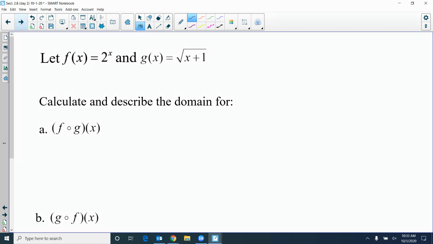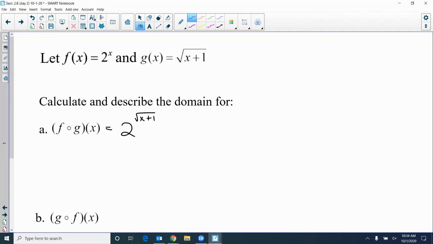Let f of x equal 2 to the x and g of x equal the square root of x plus 1. Calculate and describe the domain for f of g of x. Well, sometimes calculate means just writing it down. There might be no simplifying at all. So f of g of x is going to equal, take the g function, plug it in for the x, so it's 2 to the square root of x plus 1. That's it. That's all you can do.